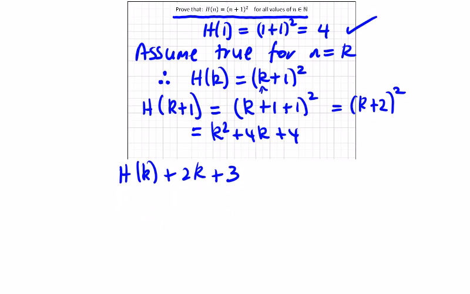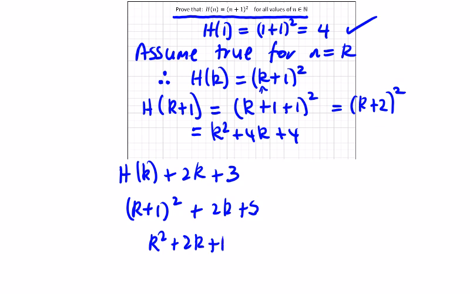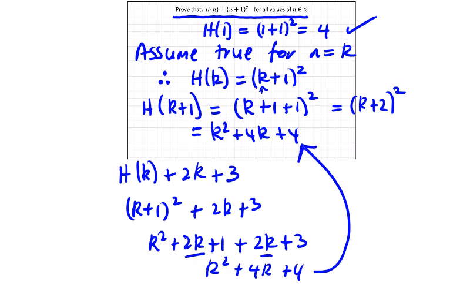Yes, that is the dog drinking from his bowl. So h of k is the assumption, k plus 1 squared plus 2k plus 3 is k squared plus 2k plus 1 plus 2k plus 3, which is k squared plus 4k plus 4, which is equal to this guy. Write all the words that you need to write at the end of this question. 2025 complete.